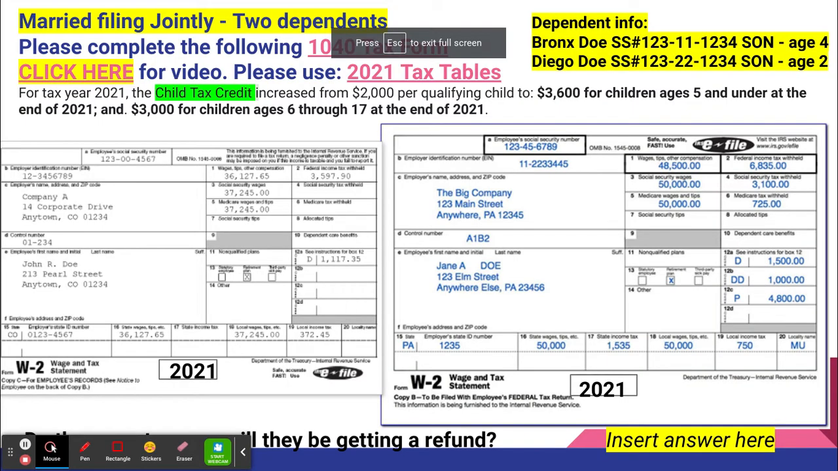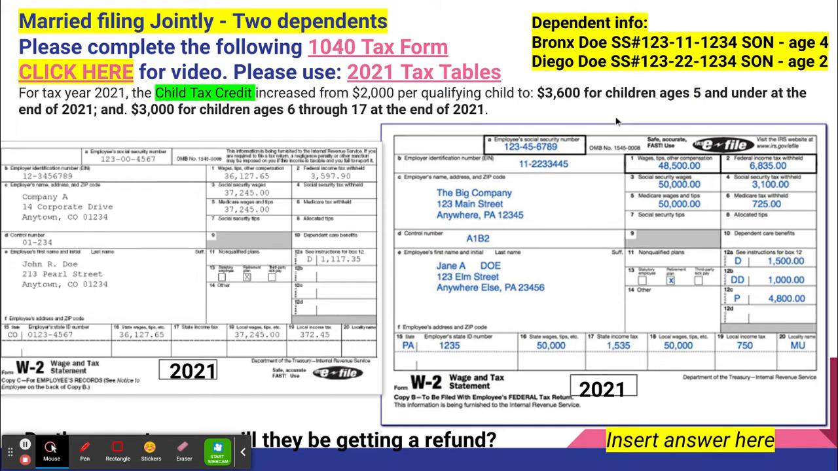So this one, we've got John Doe and Jane Doe, and they're matching information. Remember that we're going to put the person with the highest income first. So this time we're going to put Jane Doe on first. And then John Doe, his address is different than Jane Doe, but since she's listed first on the tax return, we're going to list her address.